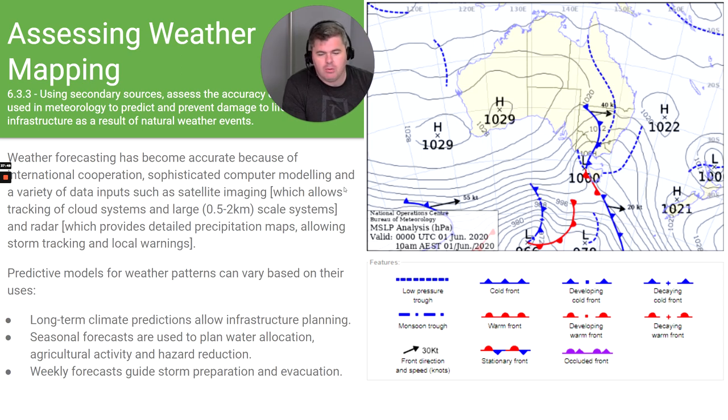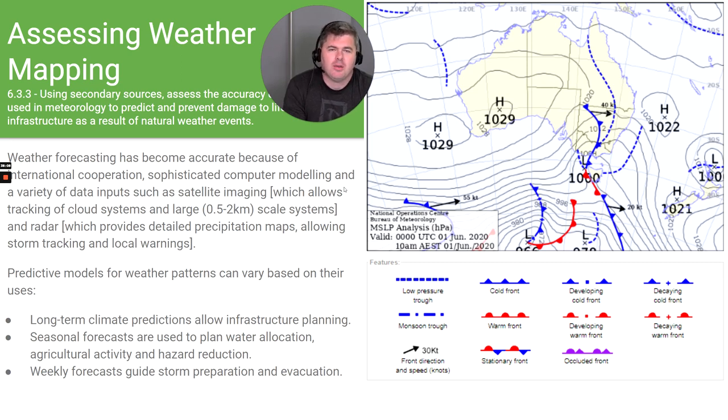So, weather forecasting has become accurate because of international cooperation, sophisticated computer modeling, and a variety of data inputs such as satellite imaging, which allows tracking of cloud systems and large-scale systems, and radar, which provides detailed precipitation maps, allowing storm tracking and local warnings.